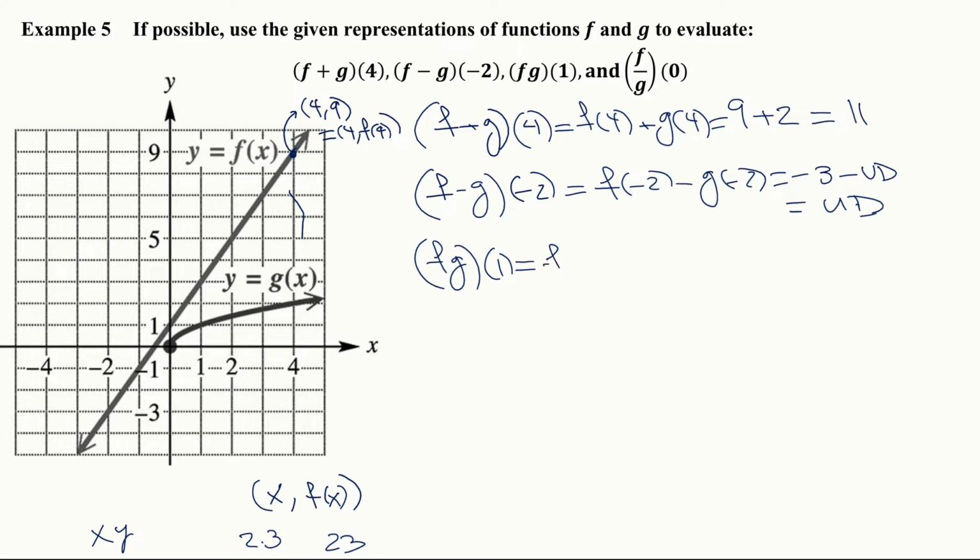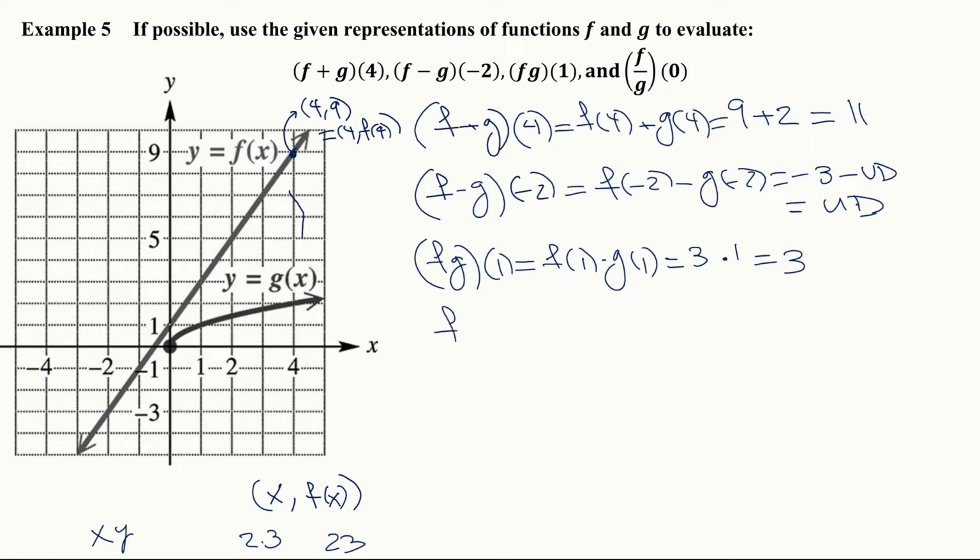By definition, that's f of 1 times g of 1, right? Now, f of 1, so we go to x equals 1, go straight up till we hit the function f, and then go left. So we can see that's at 3 times g of 1. Now g, we start at input 1, go up, and then left till we see where it hits the y-axis, and that's 1. So 3 times 1, that's going to be 3.